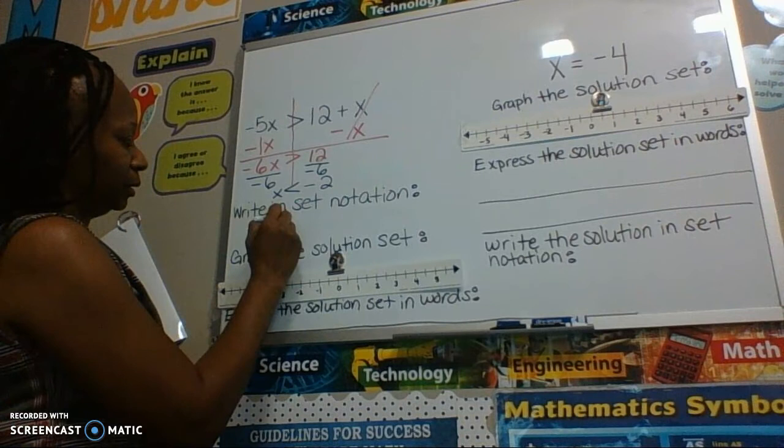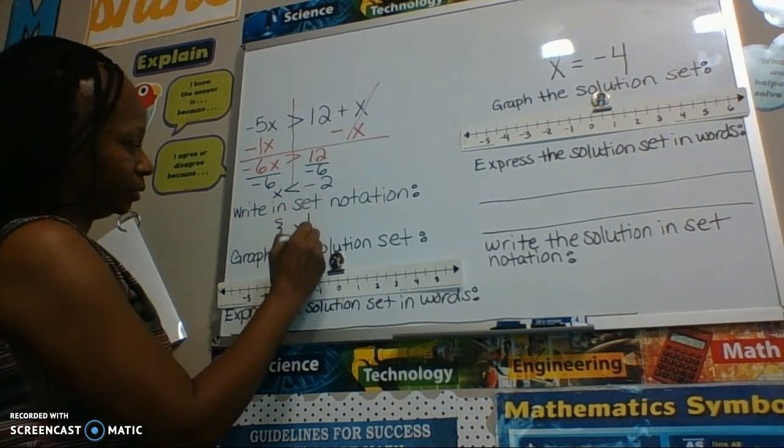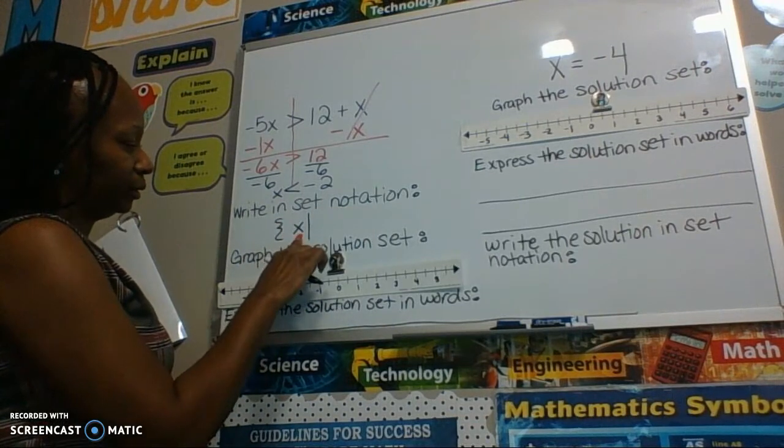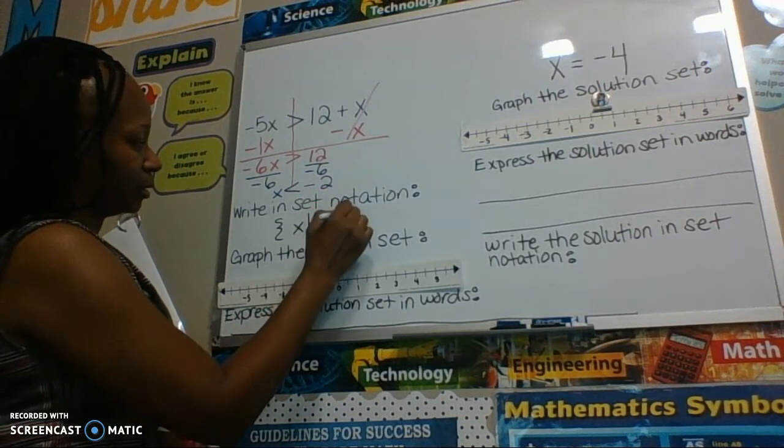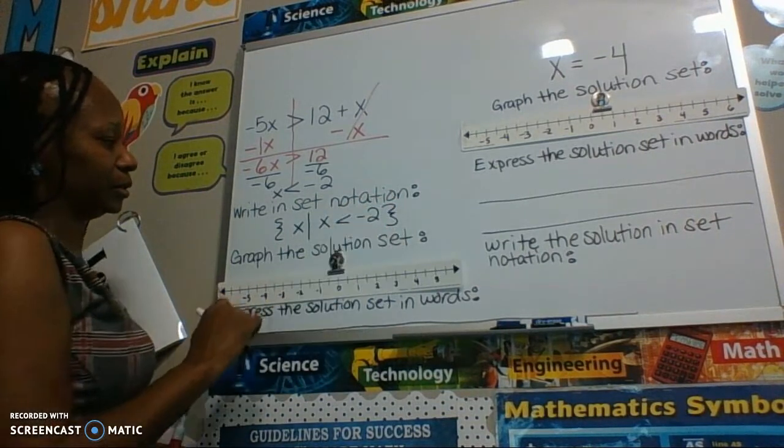So I would just put my braces, x, we usually put a bar here, for the real number x, x is less than negative 2, and close it out with those braces.